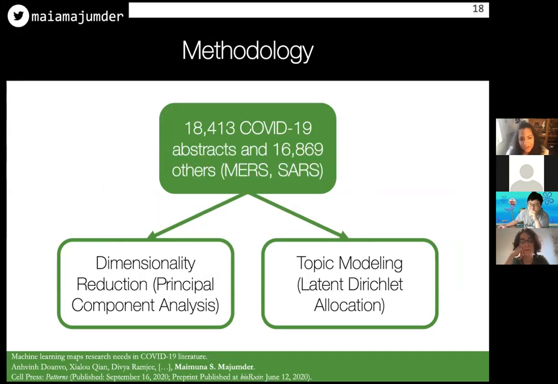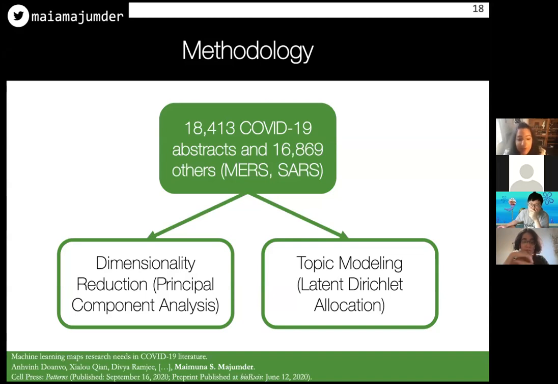After the filtering process shown on the previous slide, we used the resulting 18,412 COVID-19 abstracts and the 16,869 abstracts mentioning SARS and MERS as a source text, or a corpus of documents, for our analysis. Natural language processing was implemented on these 35,000 abstracts in two different ways. First, we conducted dimensionality reduction using principal component analysis, abbreviated as PCA.